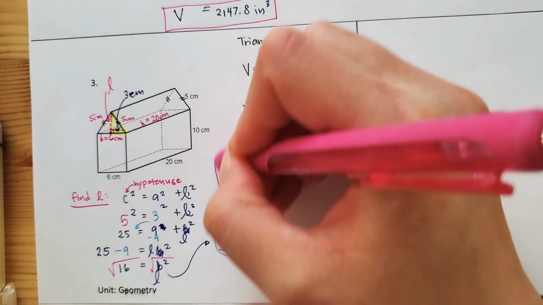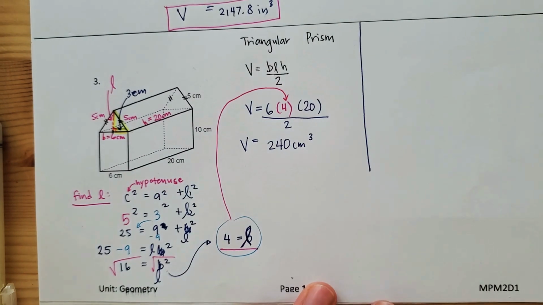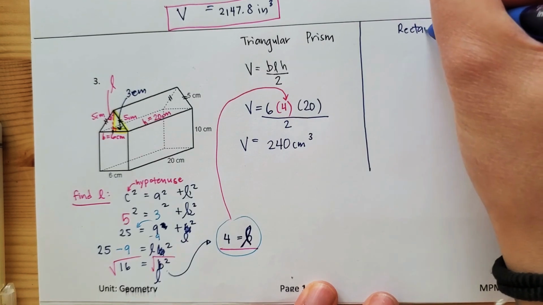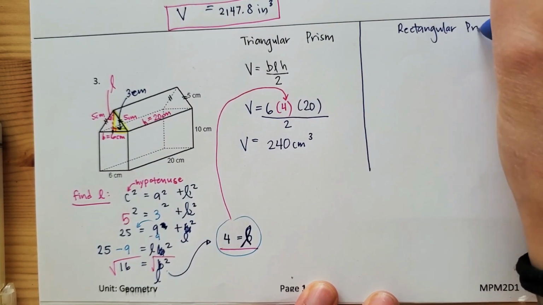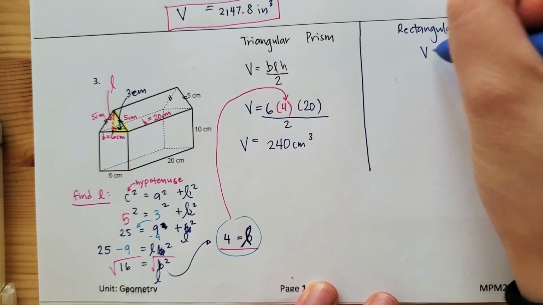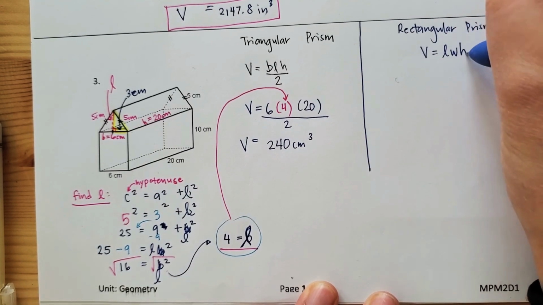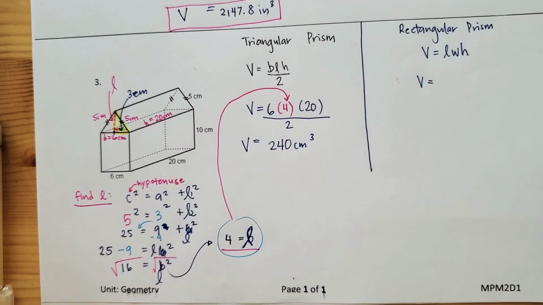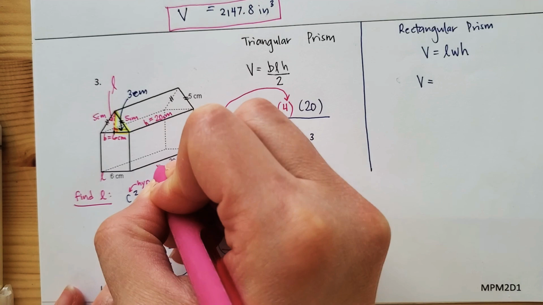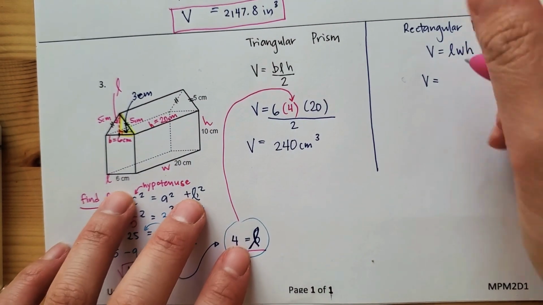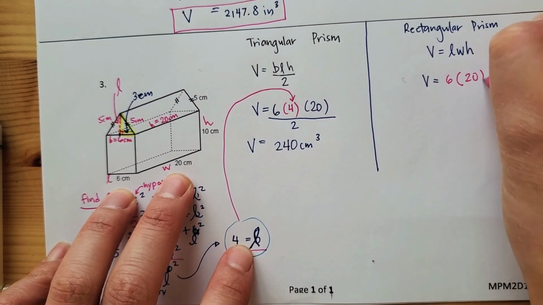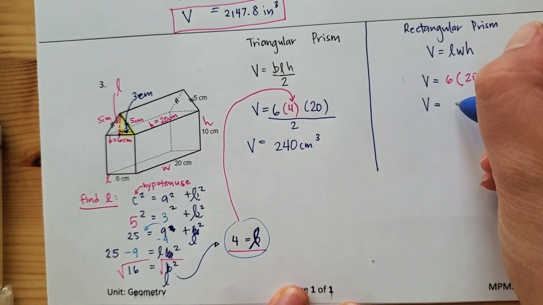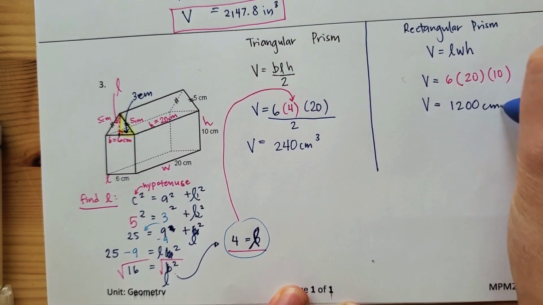Getting the length for the triangular prism. And then we're just going to do, the other one is a rectangular prism. So volume is length times width times height. So again, you can label this length times width times height. So the length is 6 times W is 20 times height is 10. So you should end up with 1200 centimeters cubed.